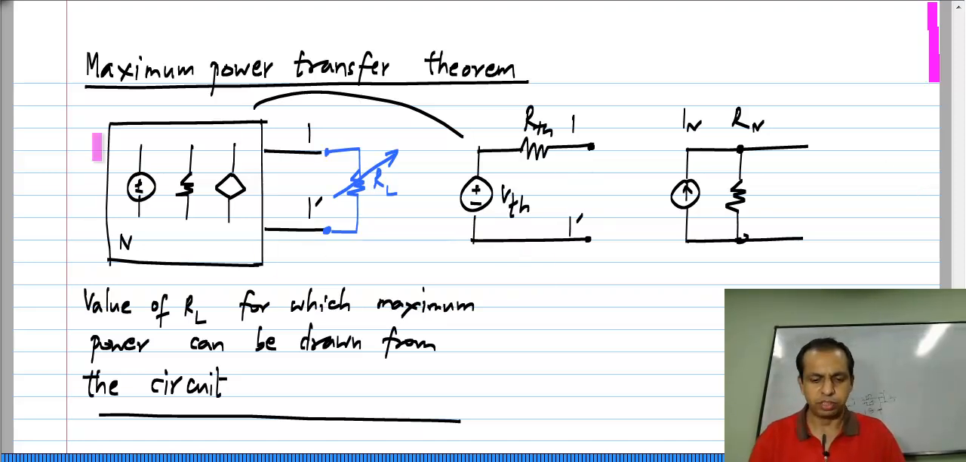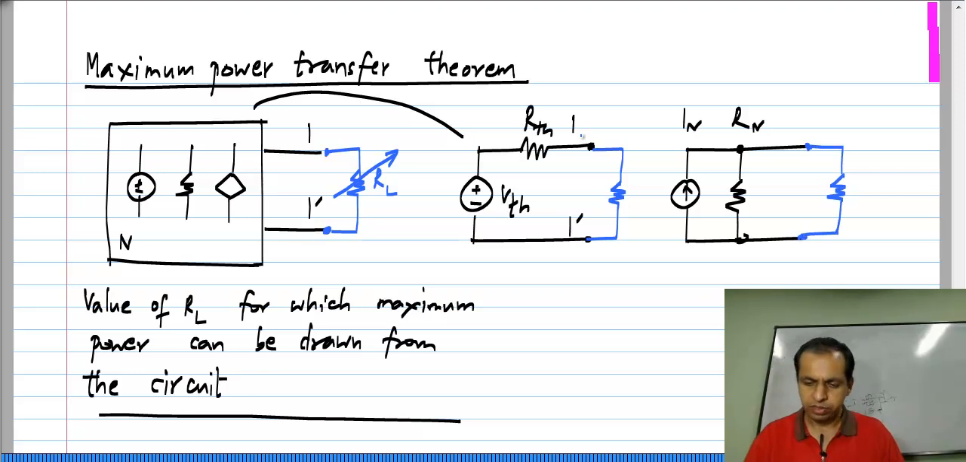Okay, we do not want to deal with the specifics of the circuit, but we know that all these circuits can be reduced to this model or that model. So, we will consider one of these models to find the condition for maximum power transfer. We can use either one. The answer will be exactly the same with either case.